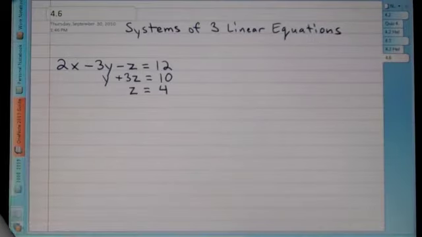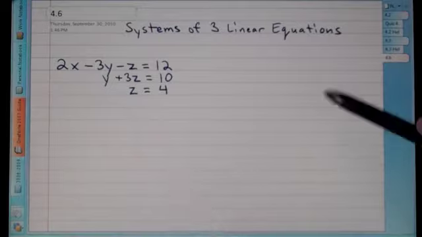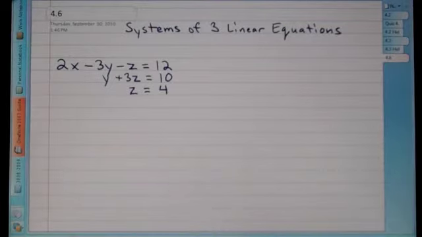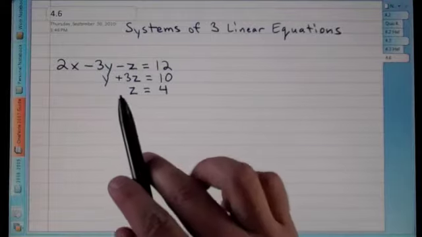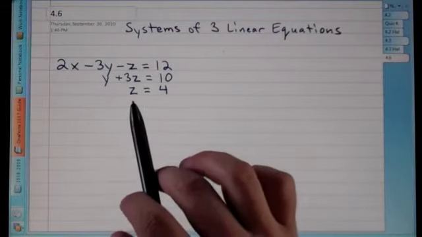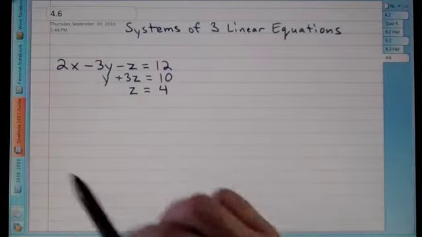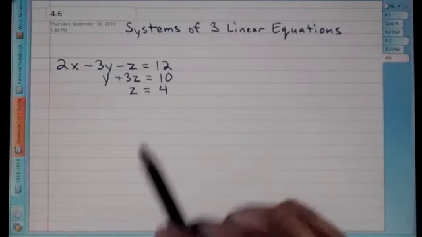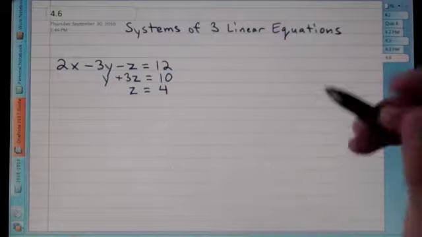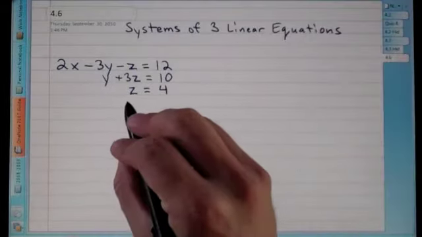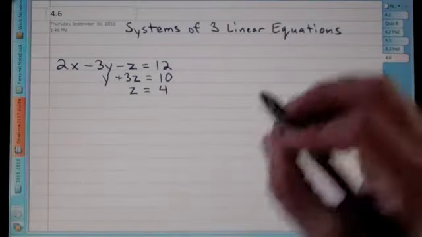Algebra 2. Well, we've been solving for two equations, trying to find the x and y that will work for both, true for both equations. But now we're going to actually have three equations here, three variables, and we have to solve for all three. So this is going to be the most basic problem that you're going to see, because fortunately we already know what z is. We have x, y, and z.